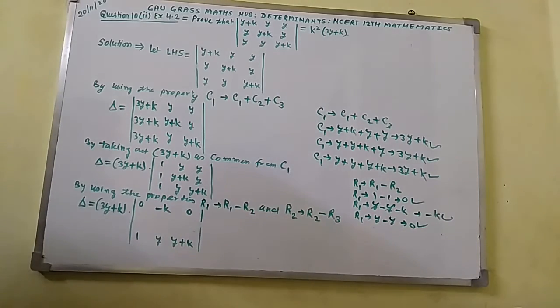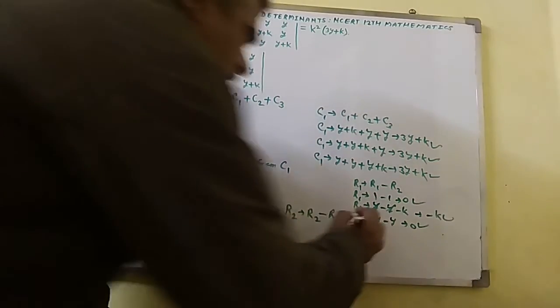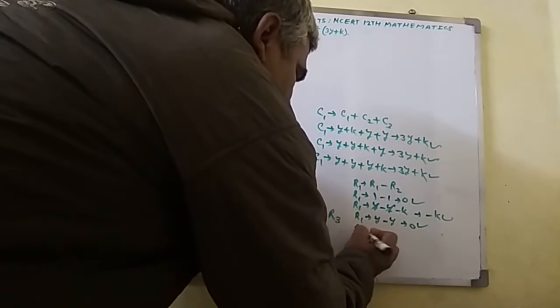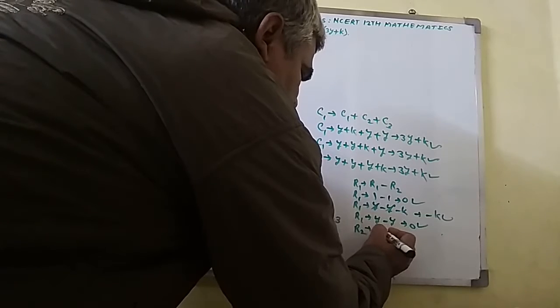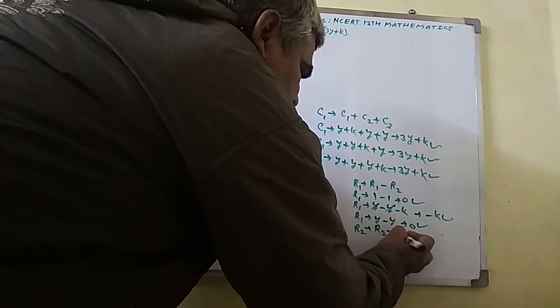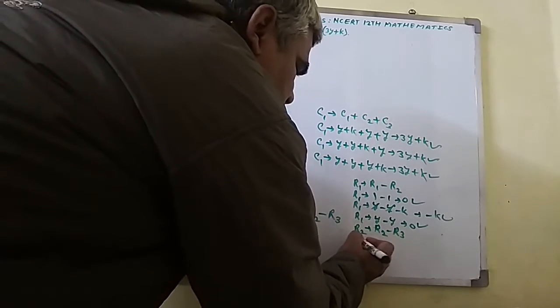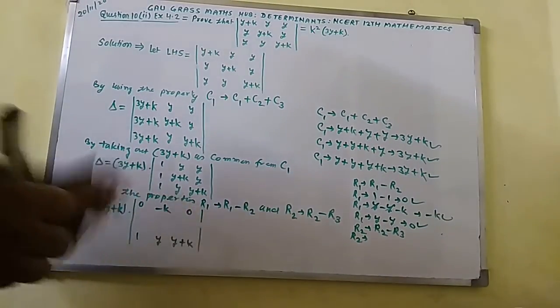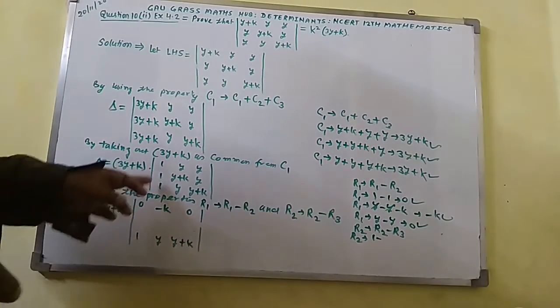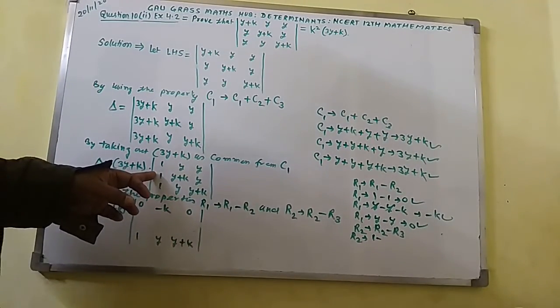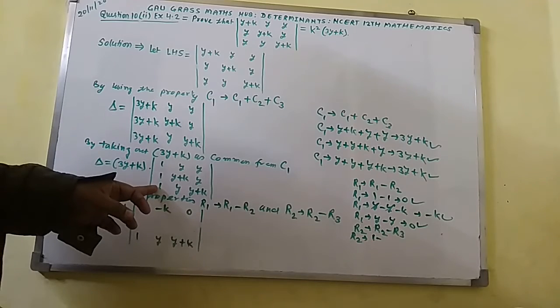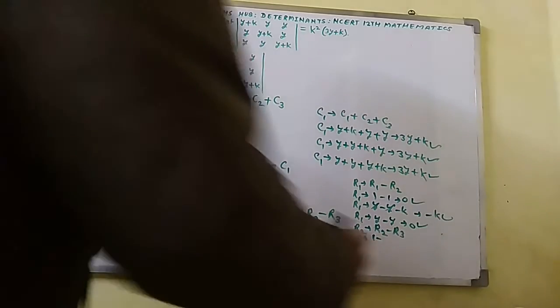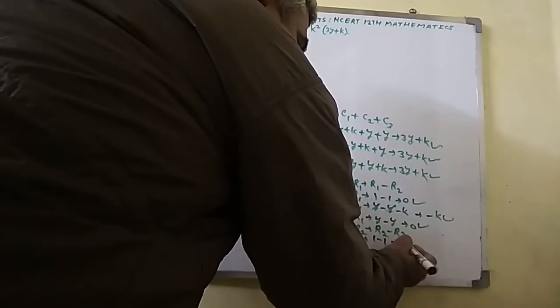Again, this property: R2 goes to R2 minus R3. So here write R2 goes to R2 minus R3. If I take the element of R2 as 1, write here 1, minus the corresponding element of 1 in the third row, which will be 1. Write here 1, comes out to 0.